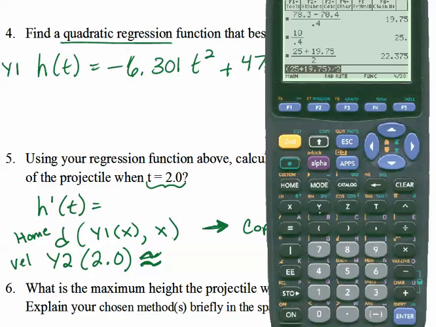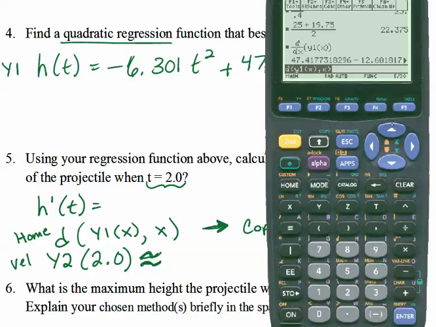I'm going to go to the home screen and let me clear so you can see this. Remember that our derivative operator is shift 8, so the second key 8 to get derivative, or you can get it from the table. We want the derivative of function y1 of x, and the derivative, comma, with respect to x. That's easy to forget that.